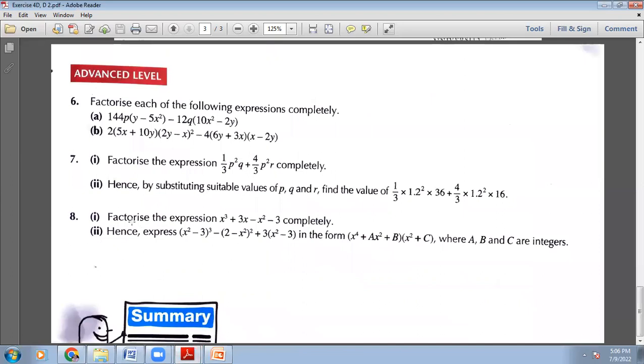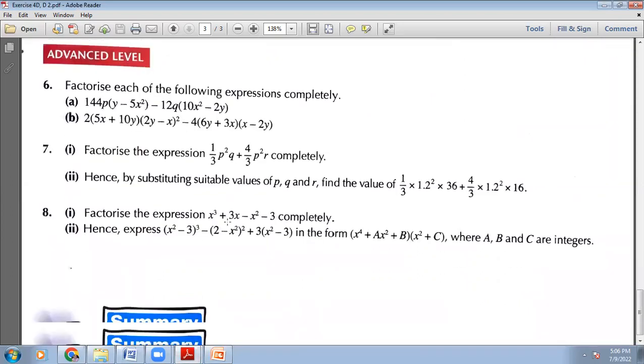Now in question number 8, second part, he says, let me increase the size so you can see it clearly.